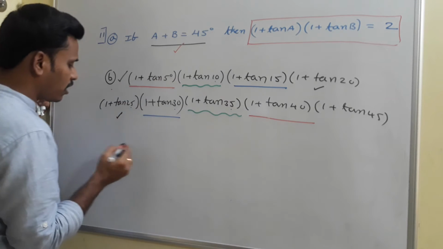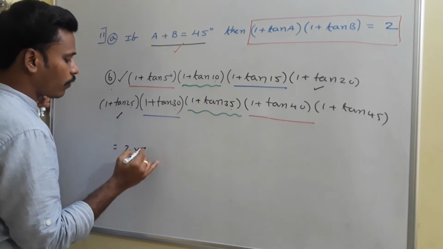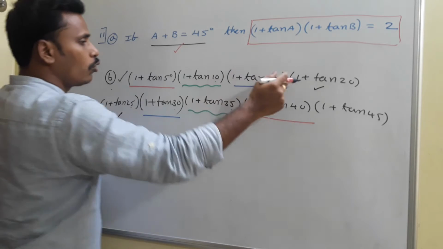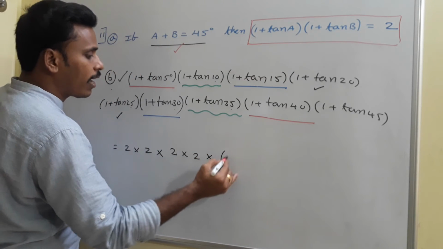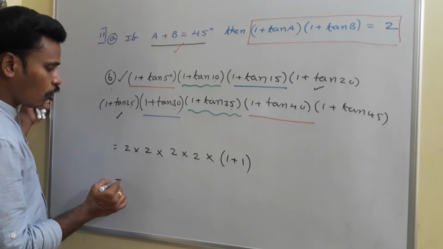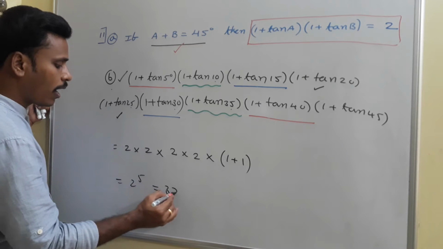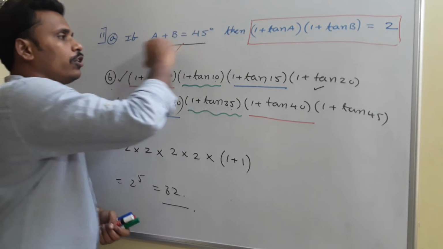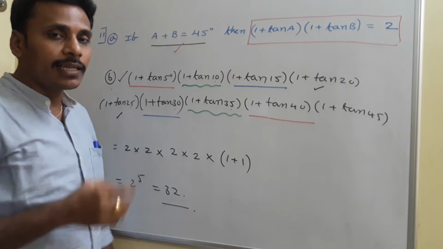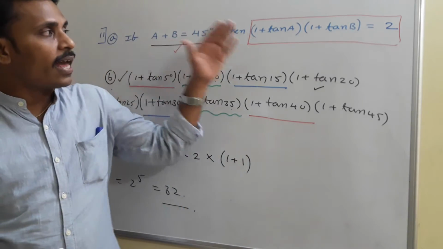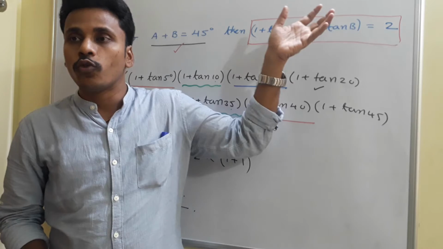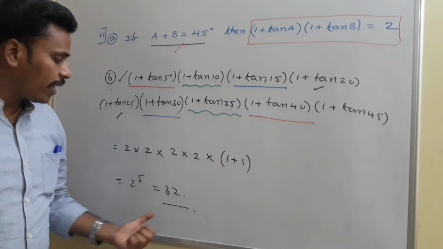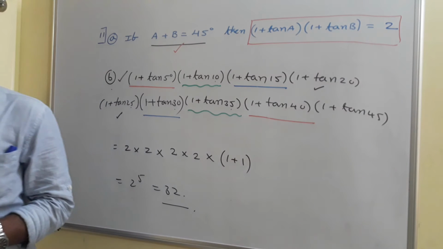So these red color indications will give us 2. This green color product will give us one more 2. These blue color terms will give us one more 2, and one more 2 from these two. And at the end we have 1 plus tan 45, which means 1 plus 1, another 2. So totally 2, 2, 2, like 2 power 5, and your answer is 32 for this problem. Yeah, very simple actually, but you need to know this. If the sum of two angles is 45 degrees, like A and B, then 1 plus tan A into 1 plus tan B is 2. So if you repeatedly apply this particular rule 11A for this problem, at the end you will get your answer as 32. Okay, just have a look.